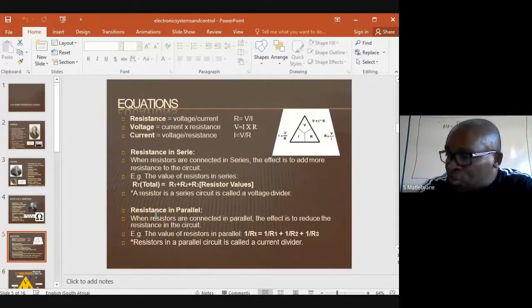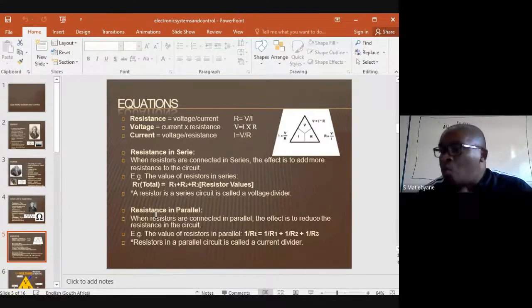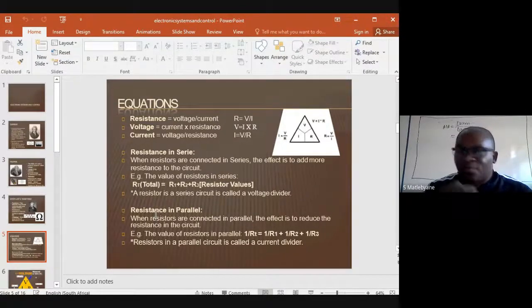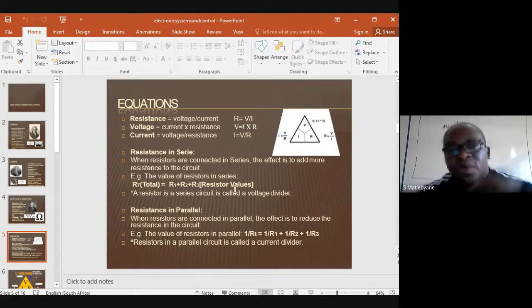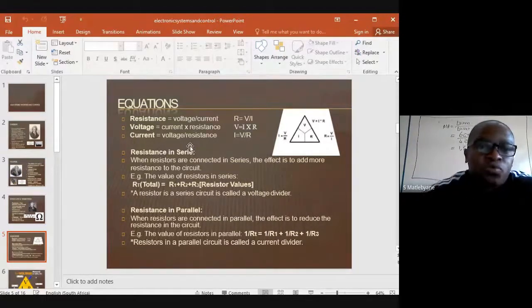So when you have two lamps connected like that, one after the other, we say that they are connected in series. And when they are connected like that in series, their effect is to add more resistance to the circuit. So they increase the resistance within that particular circuit. So that is what we mean by resistance in series. I will do an example on the board just now.